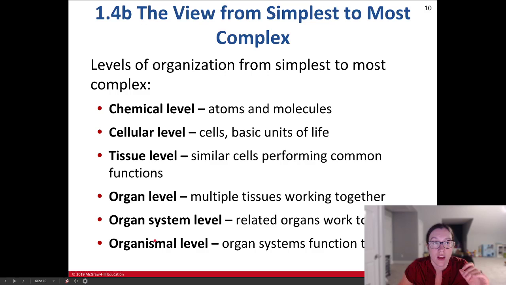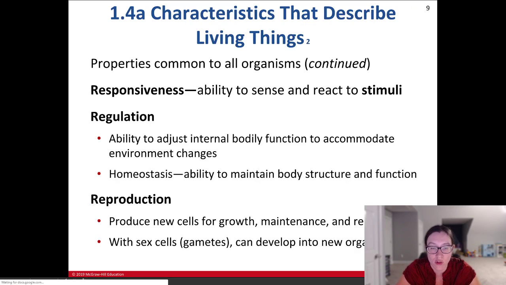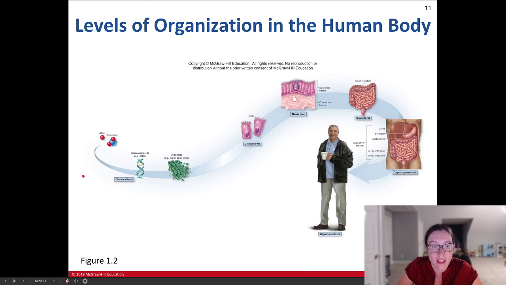And this is going to be a human or a dog or a frog. All of the organ systems work together in order to maintain this organism and let it do all the things that cause an organism to have metabolism, to grow and develop, to be responsive, to regulate its own body systems, and to be able to reproduce. So all of the chemicals work together to form cells, the cells work together to form tissues, the tissues work together to form organs, the organs work together to form organ systems, and finally those organ systems work together to create an organism.